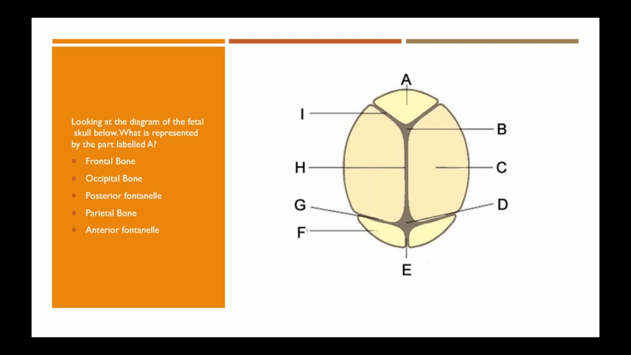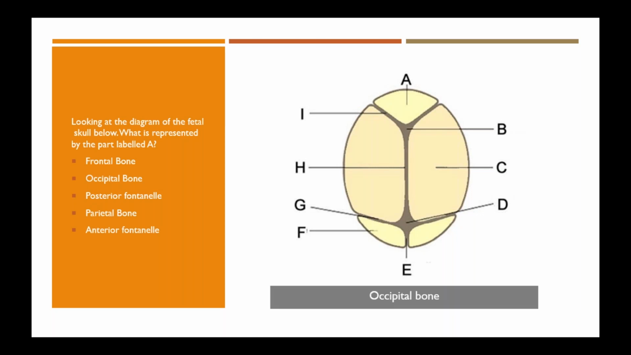Looking at the diagram of the fetal skull below, what is represented by the part labeled A? Yes, it's the occipital bone. You can see that these are the sutures, correct? So this is the occipital bone. So these are the SBAs which are frequently asked. We have another set of SBAs which will be put up again in the course Telegram groups.